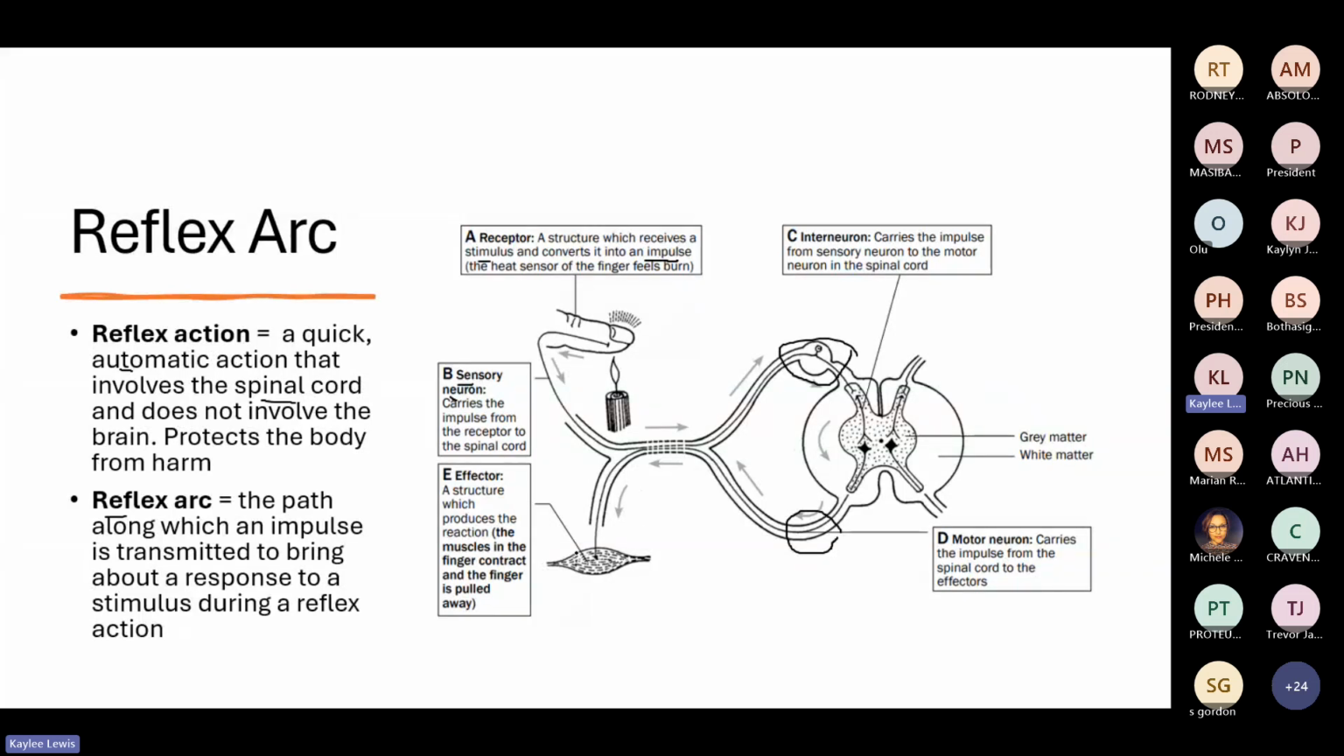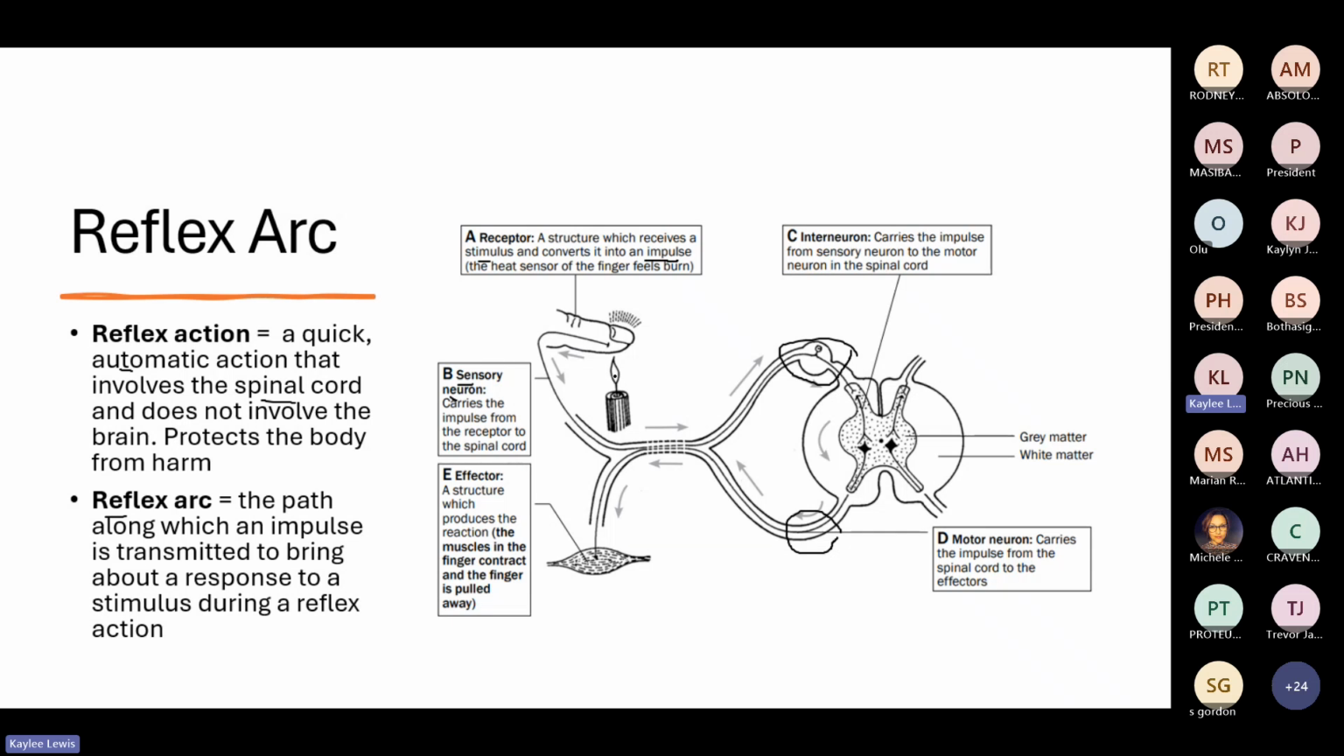And in this case, the effector is going to be the muscles in the finger to contract it so you can pull your finger away. So when you get questions where you have to describe the reflex arc and they give you a scenario, it is so important that you use that scenario. What I mean is, in this case, you've got the heat from the flame. So you have to make it specific to that scenario.